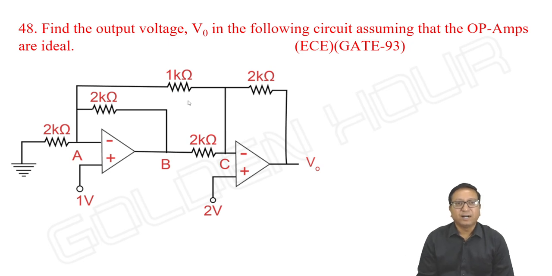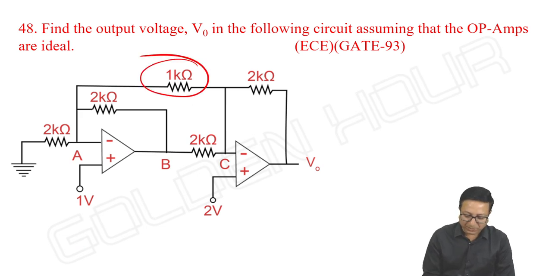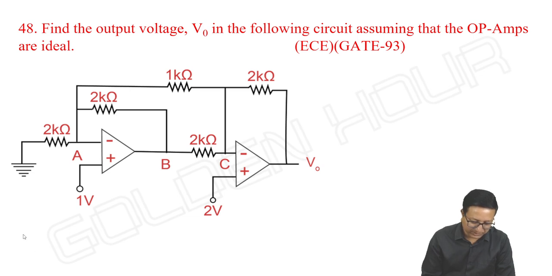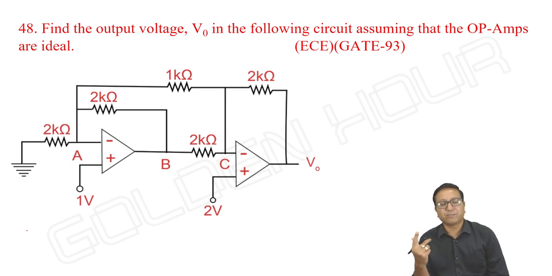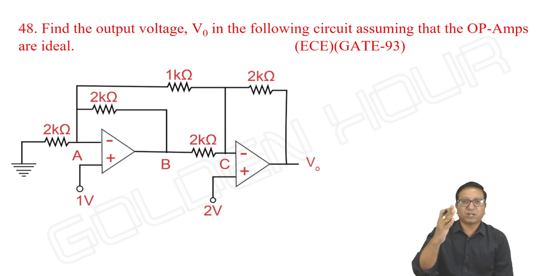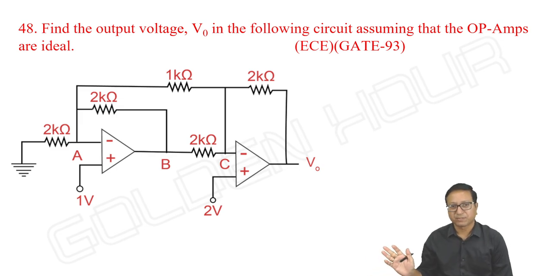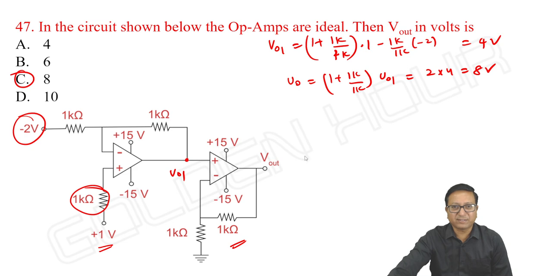Find the output voltage V output in the following circuit. Assume that the op-amps are ideal. How do we do this? If this 1K is not present, then this is VO1, and we can write the overall gain as the product of the individual gains. But this 1K will definitely influence the circuit. If you see something different, go with the basic procedure: apply virtual short, take the node equation, and you will get the final answer. No doubt about it. These are all summaries of the node equations only.